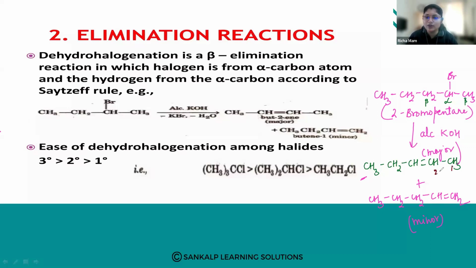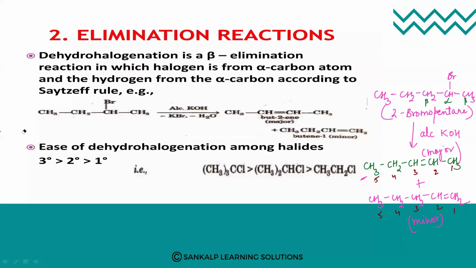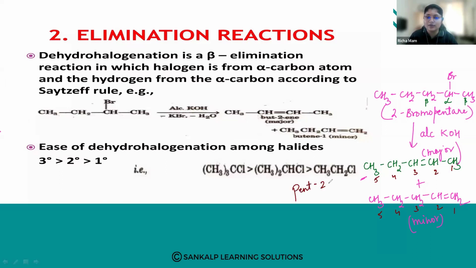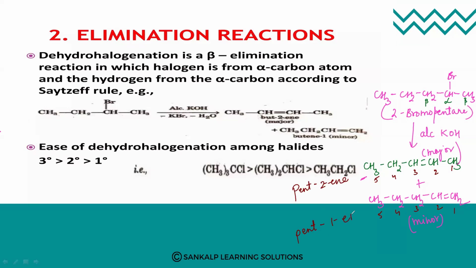So 1, 2, 3, 4, 5. I'll give the numbering. You please tell me the name. Pent-2-ene. Okay, good. And the minor product is pent-1-ene. Yes, pent-1-ene.